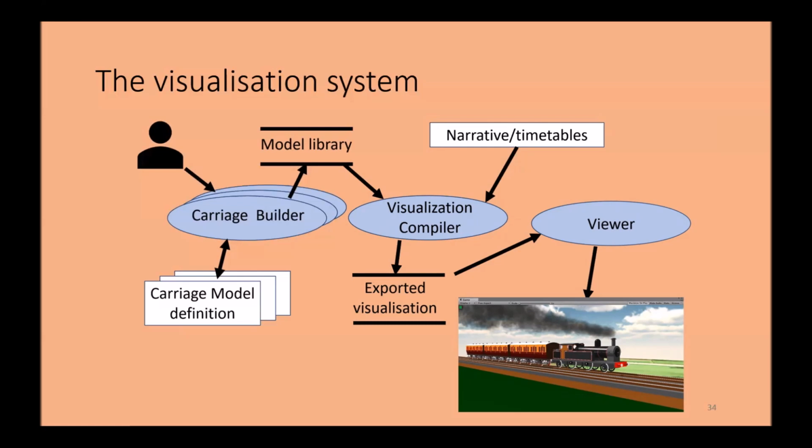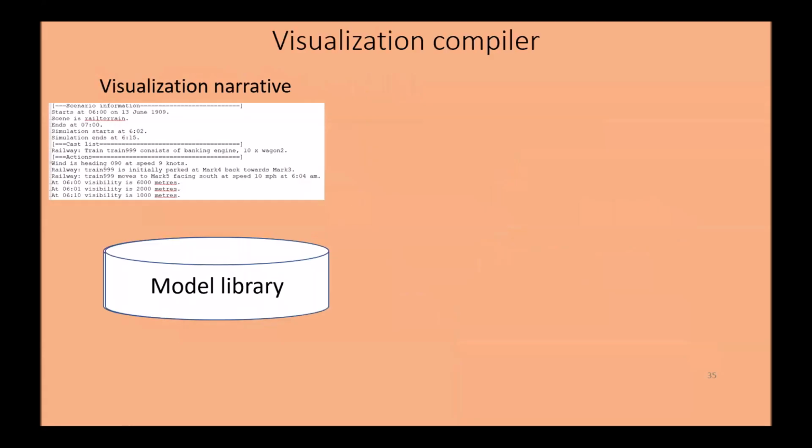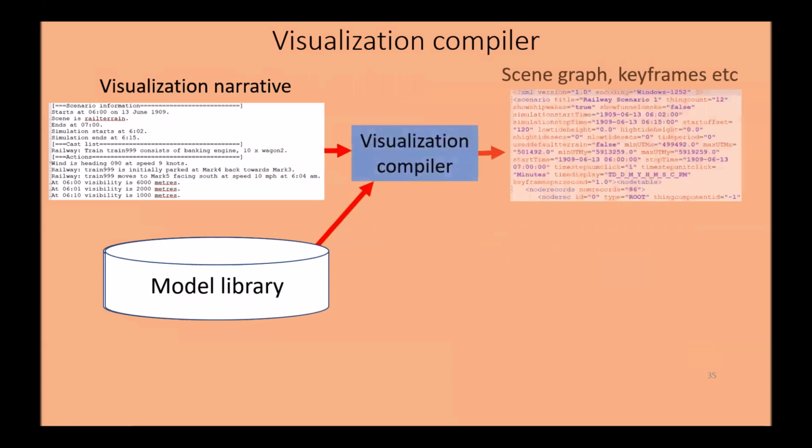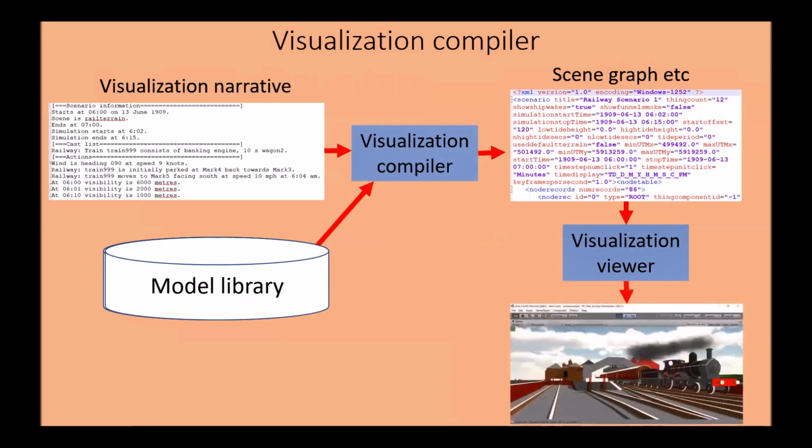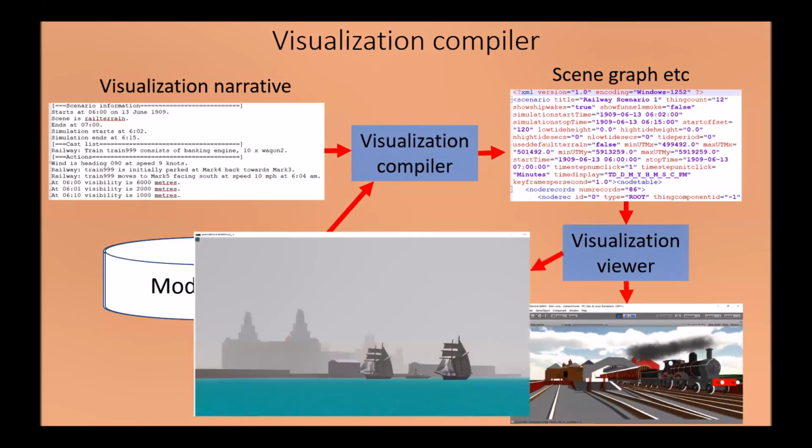Any 3D environment can host a viewer of our visualizations if it can create a scene graph whose nodes can be continuously updated as a clock runs. Here we show a typical narrative being compiled to generate the visualization scene graph and the keyframes. The keyframes record the values of the various transform nodes in the scene graph as the dynamic visualization runs. These files are read by our visualization viewers and displayed like this, or like this.